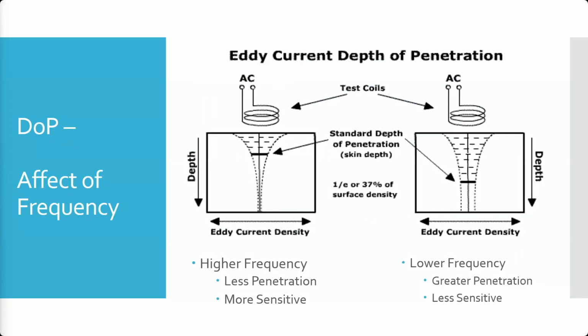So here's what that looks like. On the left with our high frequency, same material, same coil, high frequency, less penetration, but it's more sensitive. We can find smaller flaws like surface cracks we can't see. Lower frequency, we get that depth of penetration, but it's less sensitive.